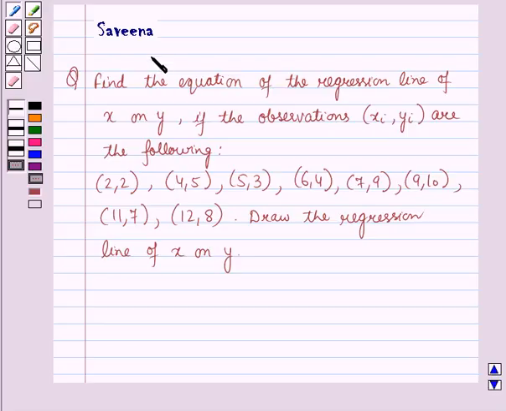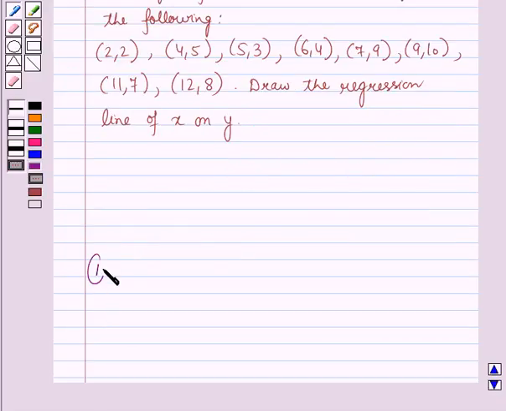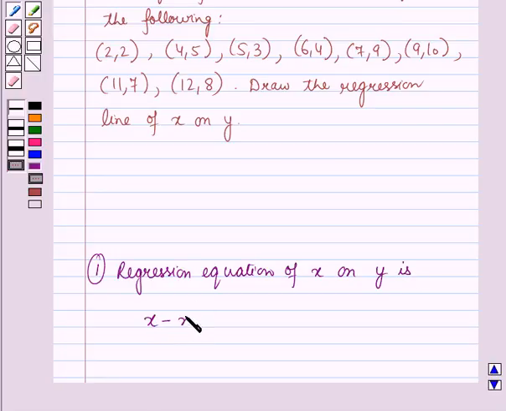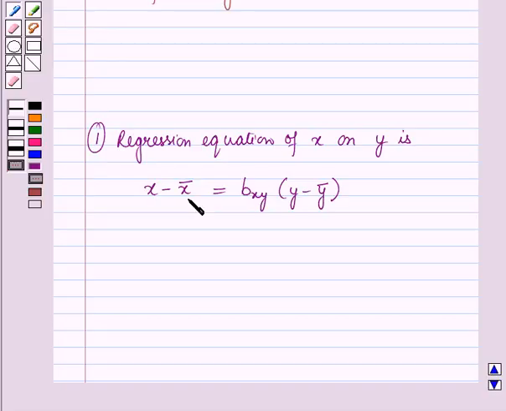Now before starting the solution of this question, we should know some results. The regression equation of x on y is given by x minus x bar is equal to bxy into y minus y bar, where x bar is the mean value of x, y bar is the mean value of y, and bxy is the regression coefficient of x on y.